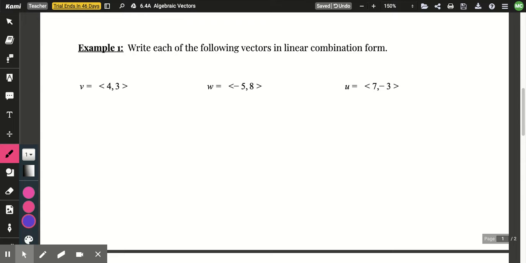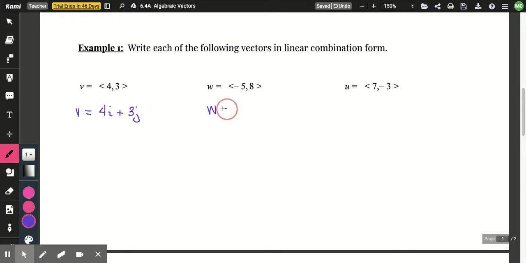Okay, so we'll do a couple of examples here. We're going to write each of the following vectors in linear combination form. So this first one, vector v, is 4, 3. So it would be 4 times the horizontal, so 4i, plus 3 times the vertical unit vector, so 3j. So that would just be 4i plus 3j.